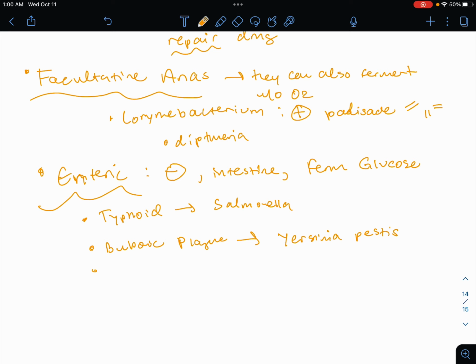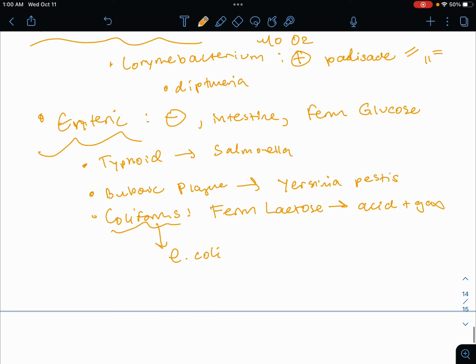We also have the coliforms. These bacteria will ferment lactose and make acid and gas. Coliforms include E. coli, that famous species of bacteria that unfortunately sometimes ends up in food, and then you get contamination and recalls and stuff like that.